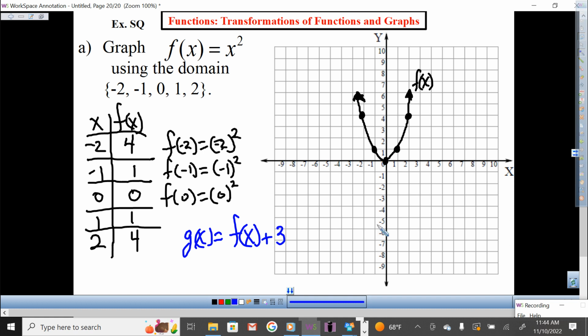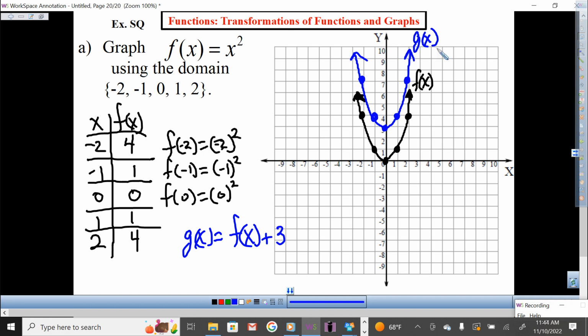All right, Alessandra, go. Tell me the new coordinates of the new function. Negative 2, 7. Negative 1, 4. And we label this what? Hands up if you got that by yourself. Yeah, we got this, yes?